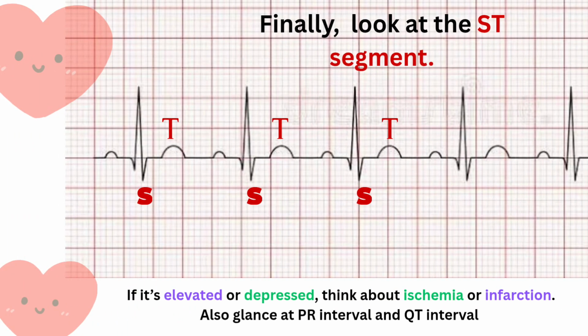Finally, look at the ST segment. If it's elevated or depressed, think about ischemia or infarction. Also glance at PR interval and QT interval, but don't stress too much as a beginner.